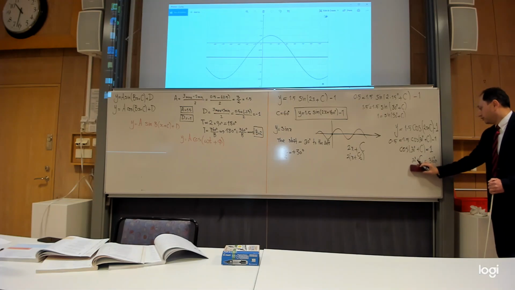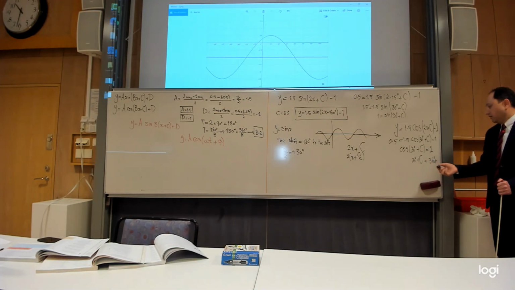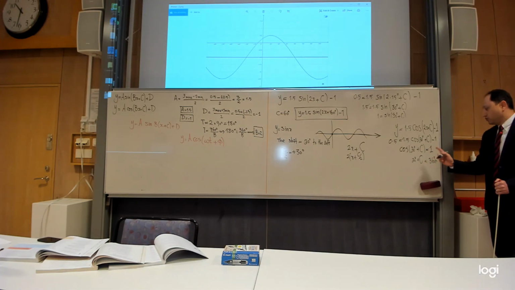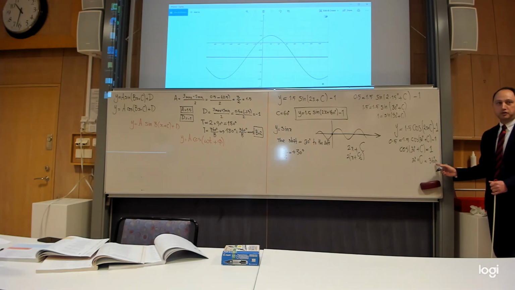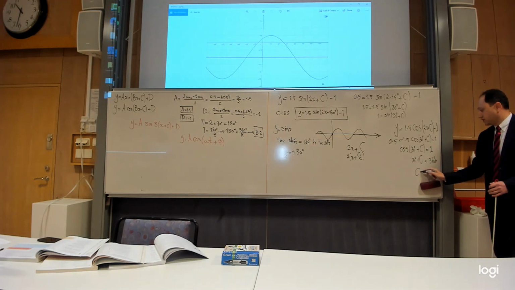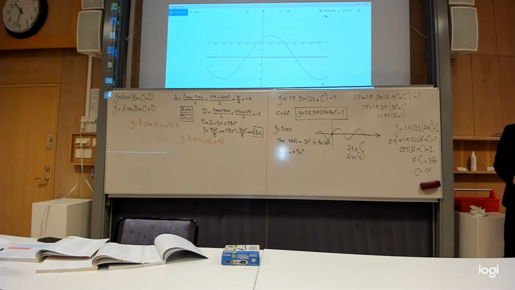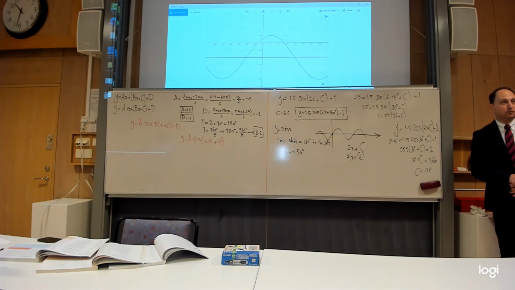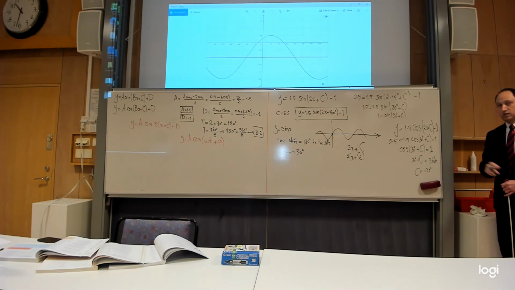Okay, so for example, if you don't care about the value for c, you just want to find one value, I would prefer to put 0 here. Then what I get for c is minus 30 degrees. That is not wrong. But if I insist on a positive value, then this is not acceptable.